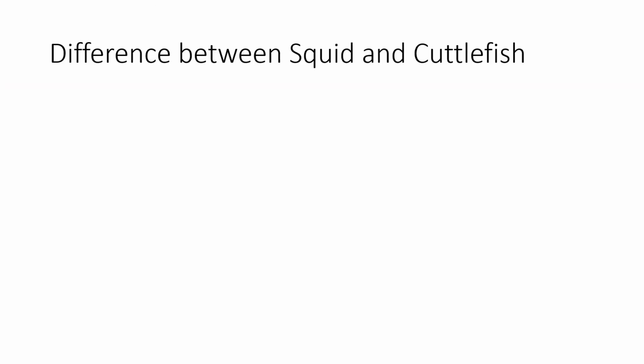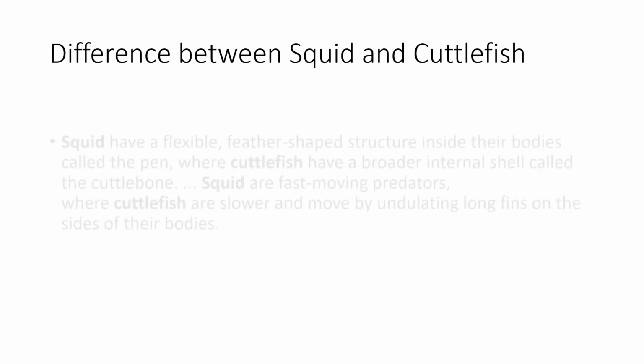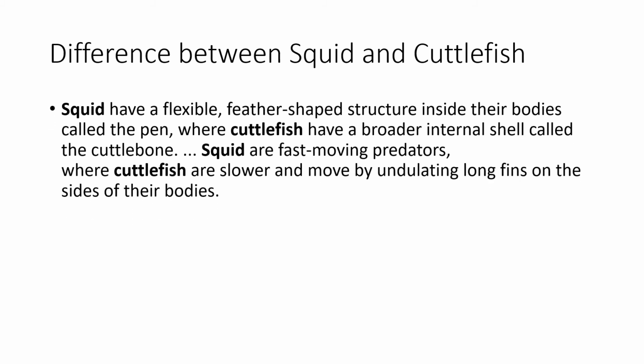Difference between squid and cuttlefish. Since we have gone through the pictures, they look pretty similar. Squids have a flexible feather-shaped structure inside their bodies. That's called the pen. And that's what I was talking about, used to puncture the ink sac when required, so as to scare away or confuse predators. Cuttlefish have a broader internal shell called the cuttlebone.